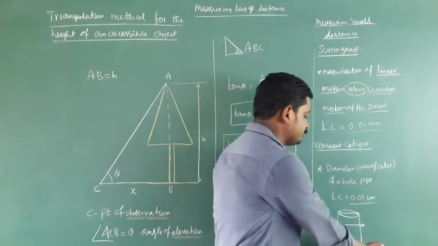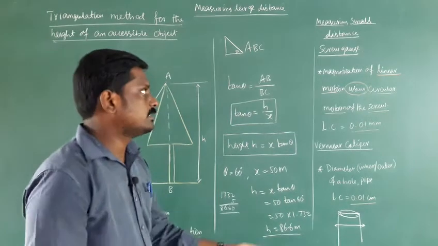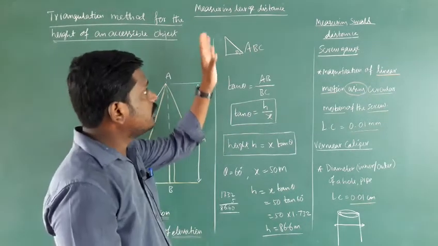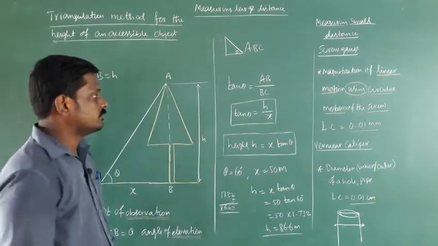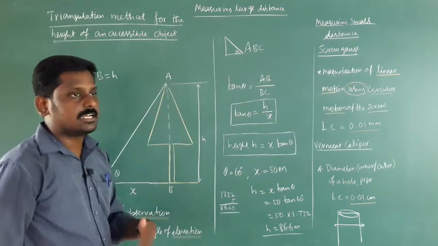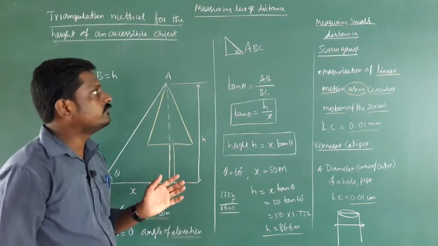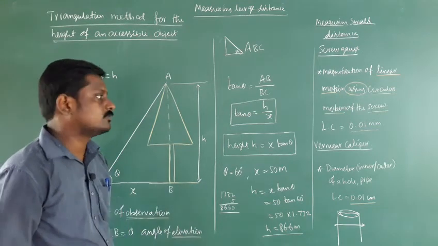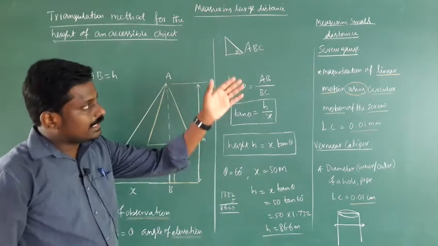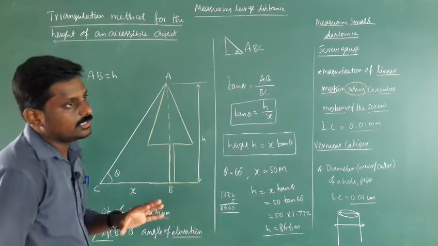After that, for small distances we also use a scale, that is a meter scale or centimeter scale. Large distance means, for example, the height of a tree, or the distance between the sun and earth, or earth and the moon or some other planets. For these we need to go for some other indirect methods. We can't measure directly using an instrument like a screw gauge. So here they go for an indirect method.